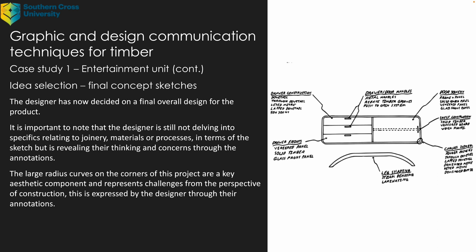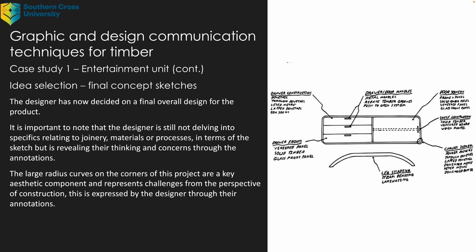So now we're moving through to the final concept sketches. The designer has now decided on a final overall design for the product. It is important to note that the designer is still not delving into specifics relating to joinery, materials or processes in terms of the sketch, but is revealing their thinking and concerns through the annotations. And you can see just by looking at the sketch there, for example down the bottom where it says leg shaping, they've said, well look, maybe this could be done by steam bending, maybe it could be done by laminating. So at this stage they haven't decided on a technique, but they're starting to annotate where their research is going to go.